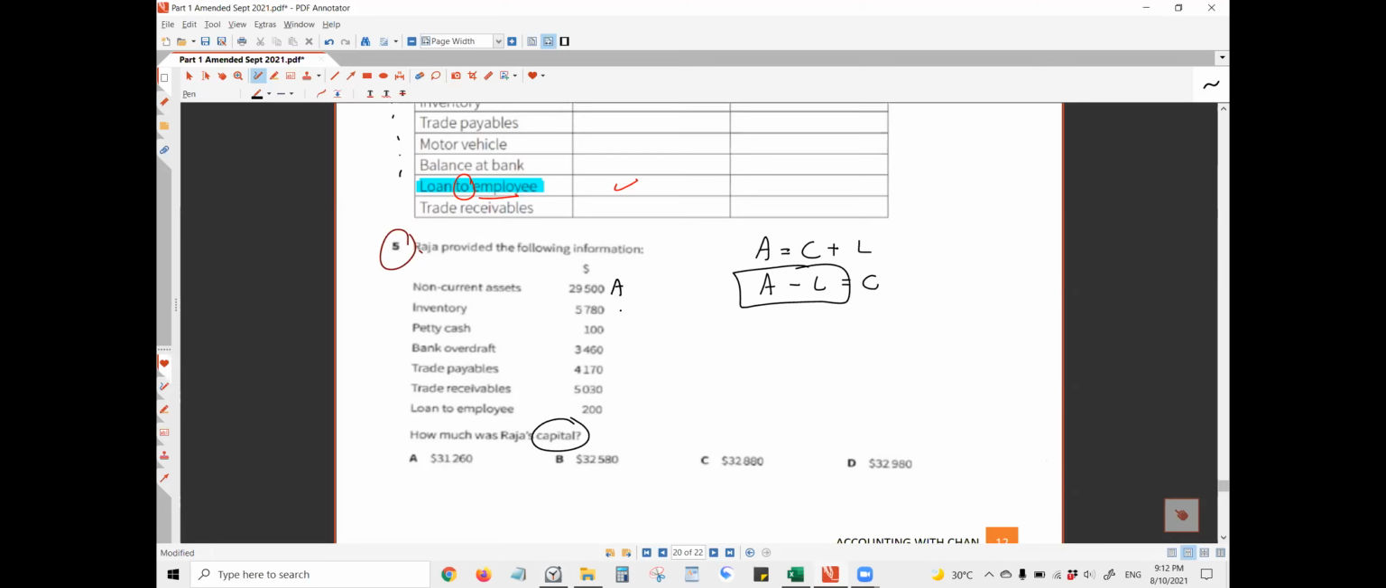This is asset, asset, asset, liability, liability, asset, loan to employee. So think again, to employee. We lent money to the employee, so the employee owes us money. This is a current asset. Take all the assets, sum them up, minus liabilities, then you can get the answer as D. So take all the A minus all the L, you can get the answer as D.